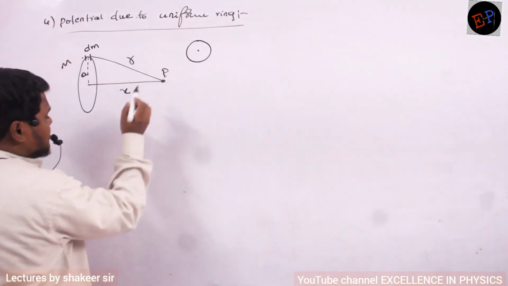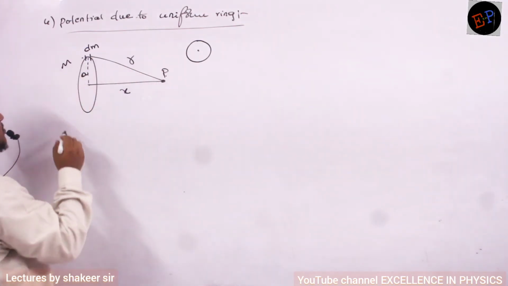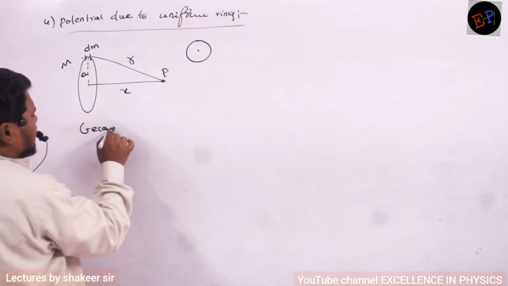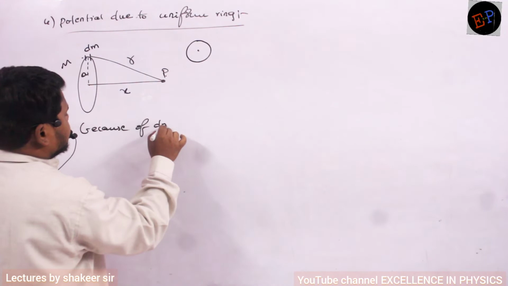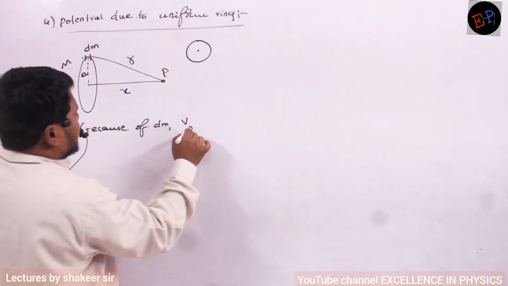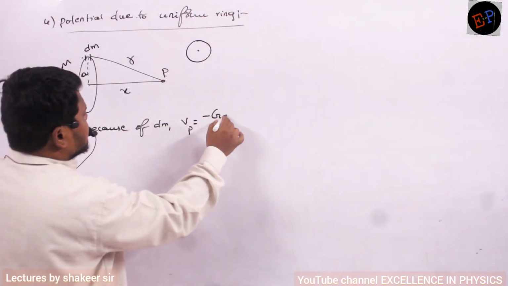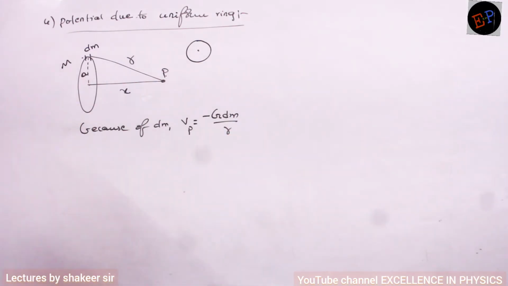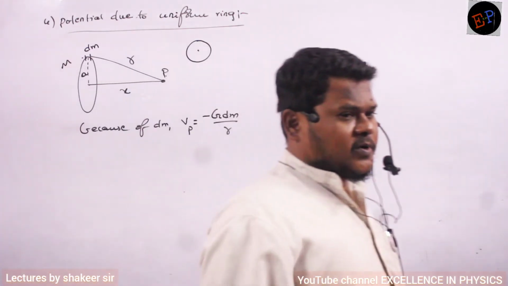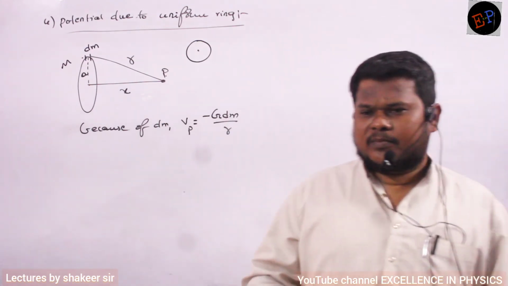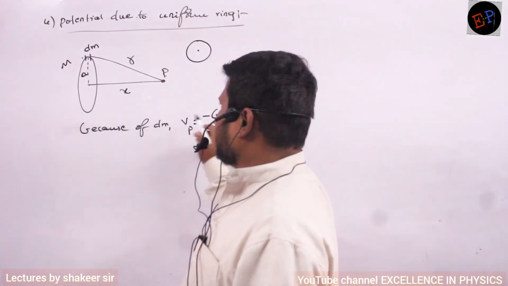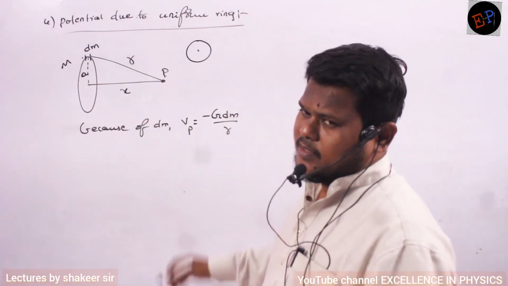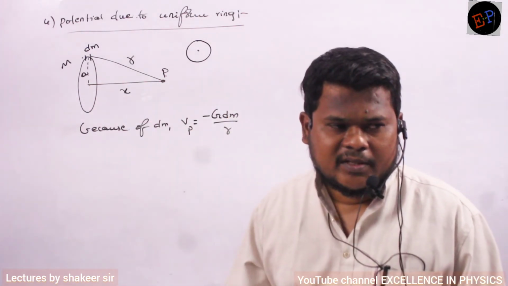So what will be the potential here because of this small mass? Because of dm, the potential at point P is equal to minus G dm divided by r. This is the formula. Because of a point mass, what is the formula of potential? Minus GM by r. Here M means which mass I have taken? dm. So minus G dm divided by r. Satisfied?